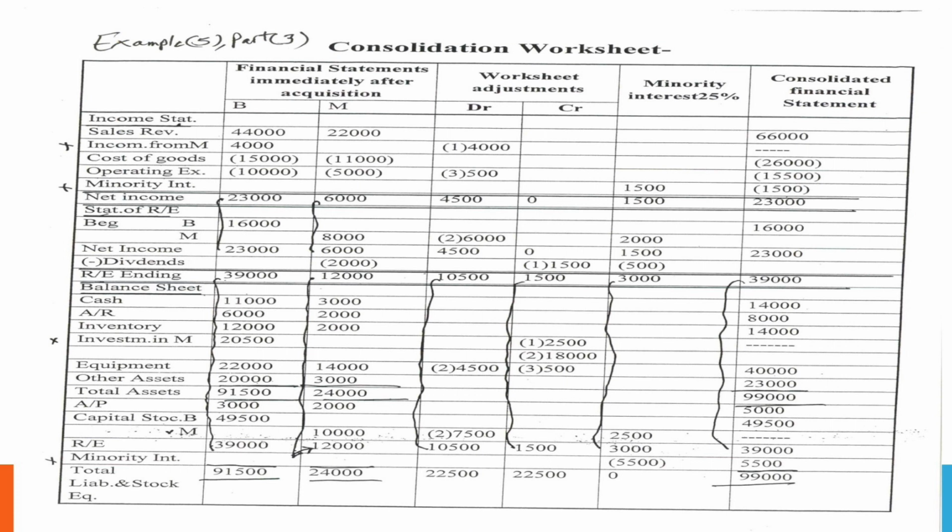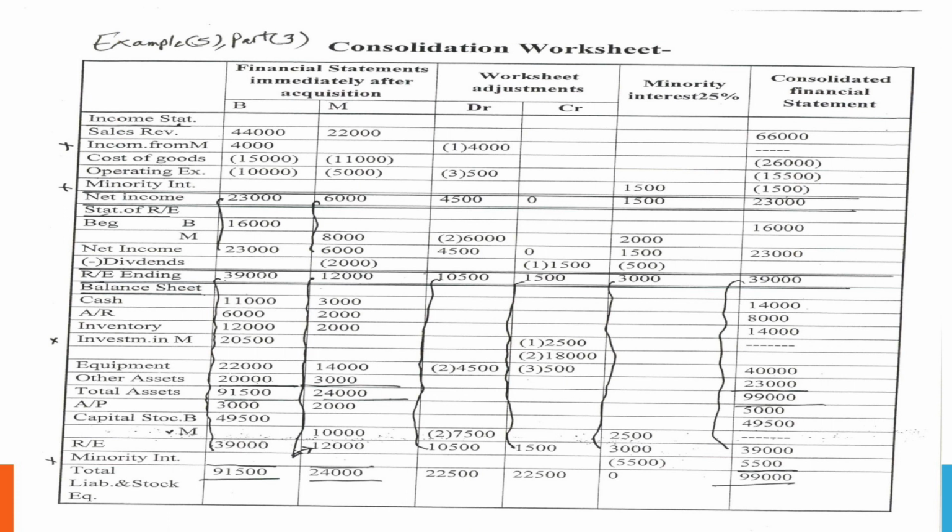In page 32, you need to know the adjustments. Remember, we have 3 adjustments. I put them here one by one. Number 1, number 2: some adjustments relate to the income statement, some to retained earnings, some to the balance sheet. In general, you need to look at the last column. Very, very important, the last column.